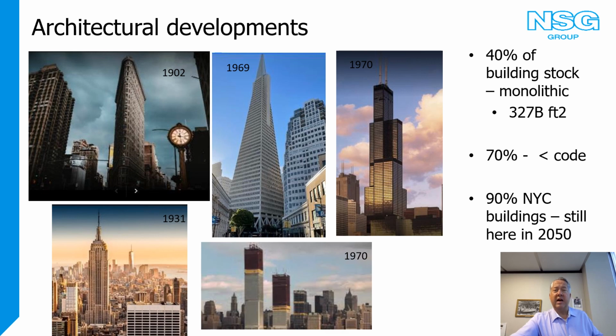If you look at the overall built stock in the United States, it's about 327 billion square foot of area. 40% of that is monolithic glaze still, and 70% of that ish is still under code compliance. And so the vast majority of the built stock in the United States is poor performing. And if you look at New York City Local Law 97 compliance type issues, 90% of the buildings in New York City are still going to be here in 2050. So that means the majority of those buildings are underperforming, and we've got to figure out how to retrofit and upgrade those buildings to existing energy performance.